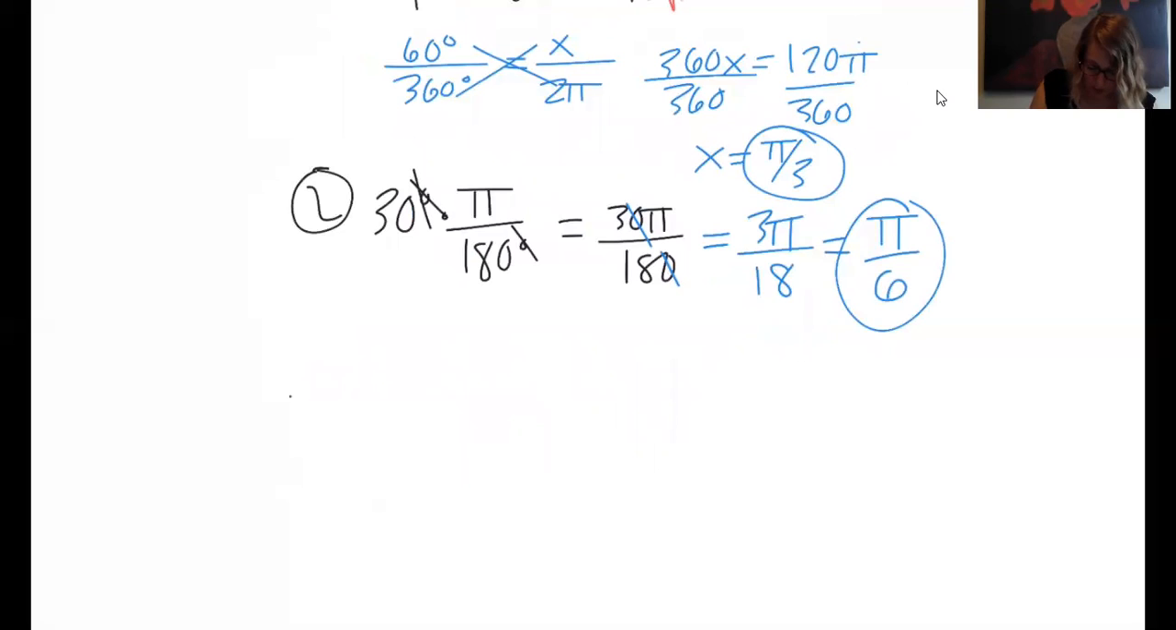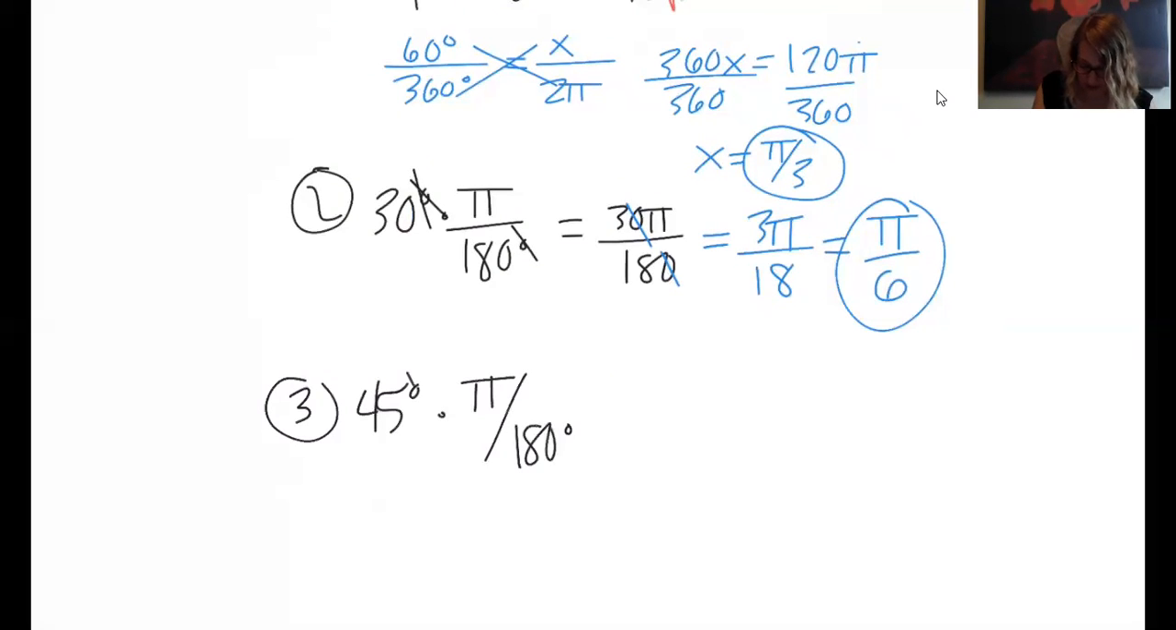Okay, let's do one more. Let's do 45 degrees. I'm doing relatively small ones right now, but you can do anything. Notice the conversion factor is the same every time. This one might be a little bit trickier, but you could get a calculator out if you wanted to and see what 45 over 180 is, or you could do 180 divided by 45, but 45 goes into 180 four times. So this simplifies to pi over 4.